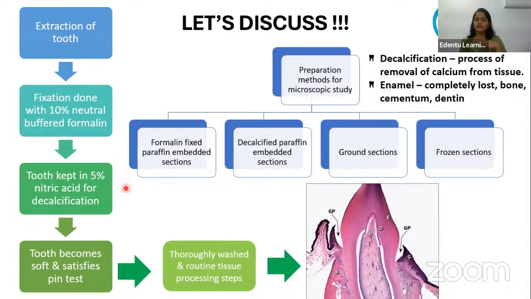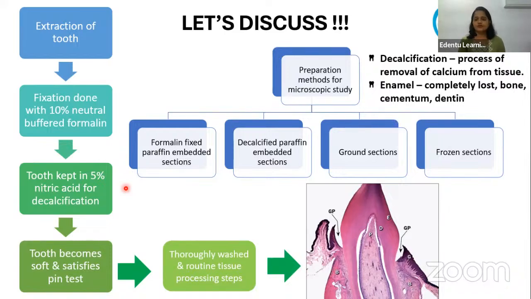The next we can do is the decalcified paraffin embedded section. This decalcification is mainly done for hard tissues like the teeth and the bone. And then you have the ground sections also. Ground section means we are just reducing the tooth by rubbing it. And next we have the frozen section also, which is a little bit advanced.